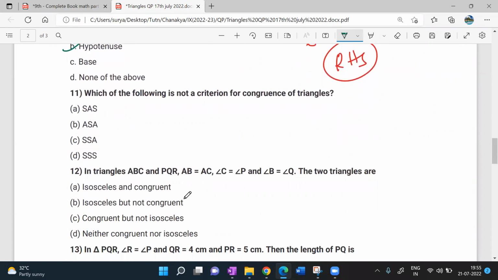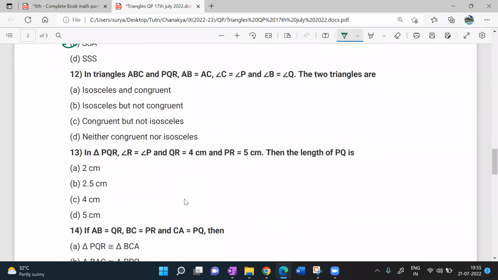SSA. Yes, we don't have that. And in triangles ABC and PQR, AB is equal to AC, angle C is equal to angle P, angle P is equal to angle Q, then the two triangles are what? Yes, they're isosceles but not congruent, sir. Look at it. This is the one triangle.